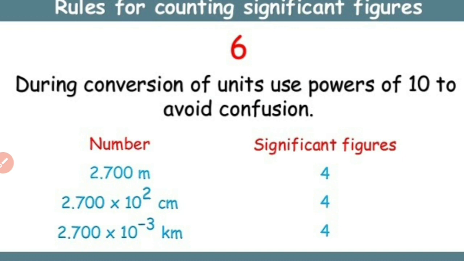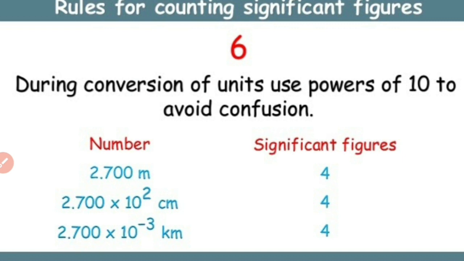So to avoid such confusions, we should write a measured value in the form of powers of 10. Got it? So the number we are writing is 2.700 meter. No need of power there. Number of significant figures is 4. When you convert it into centimeter, you have to write 2.700 into 10 to the power 2 centimeter. So even if the power of 2 comes, the number of significant figures in that measured value is again 4.